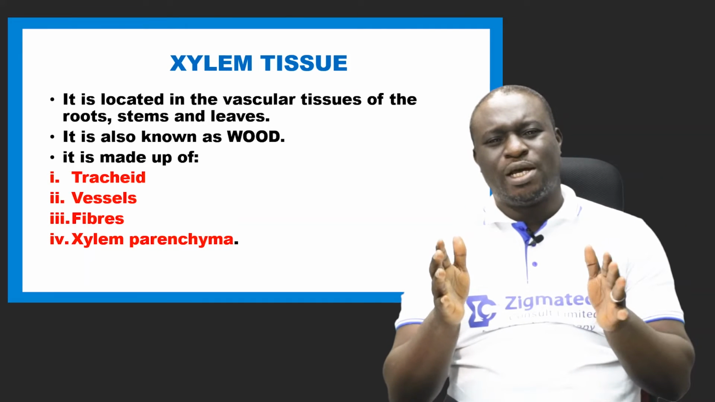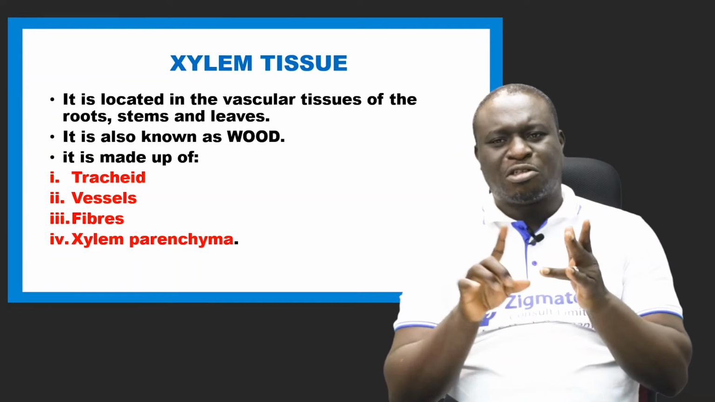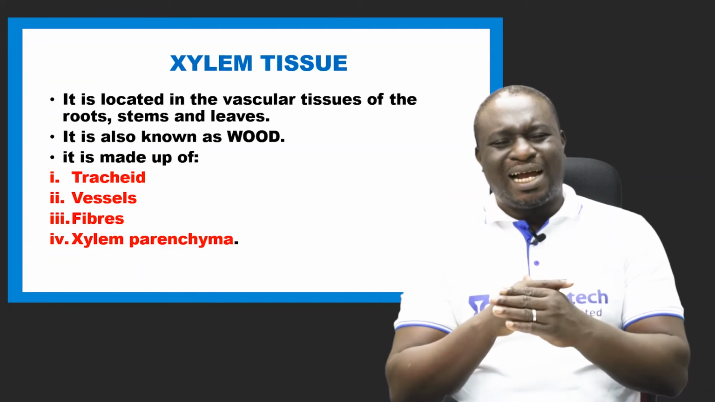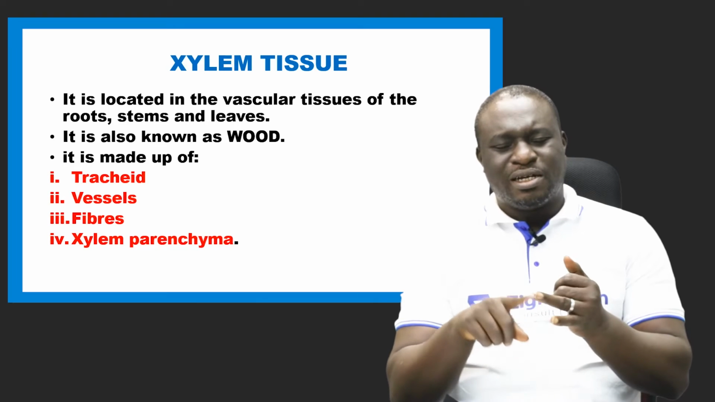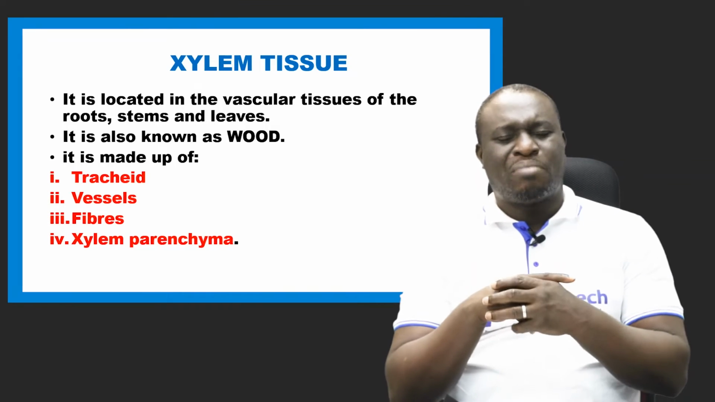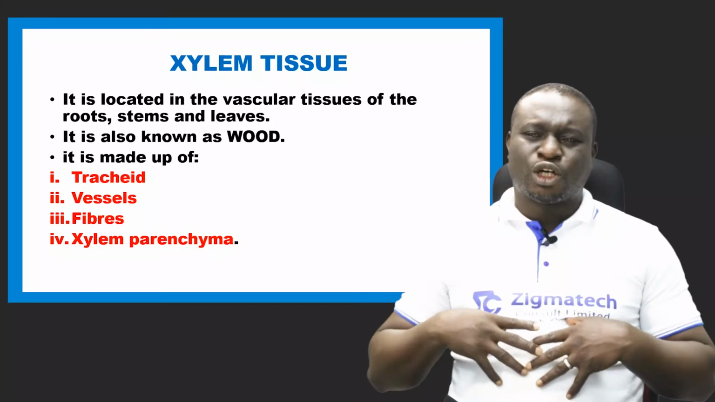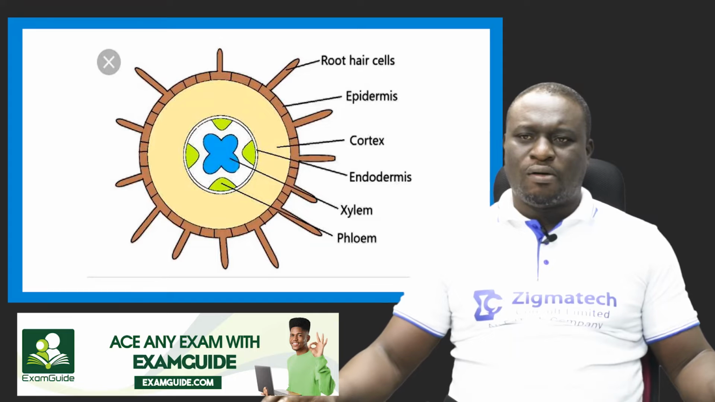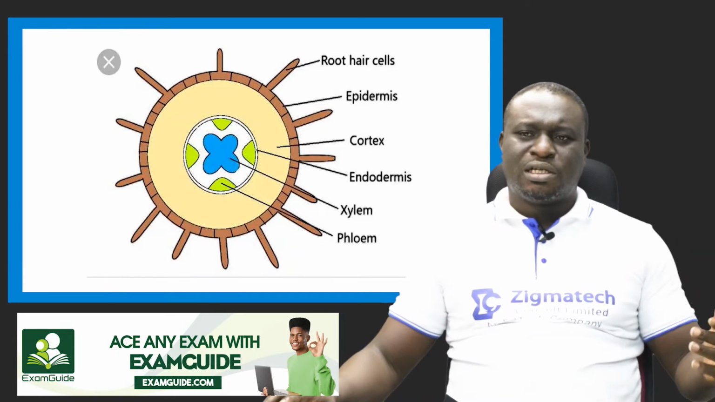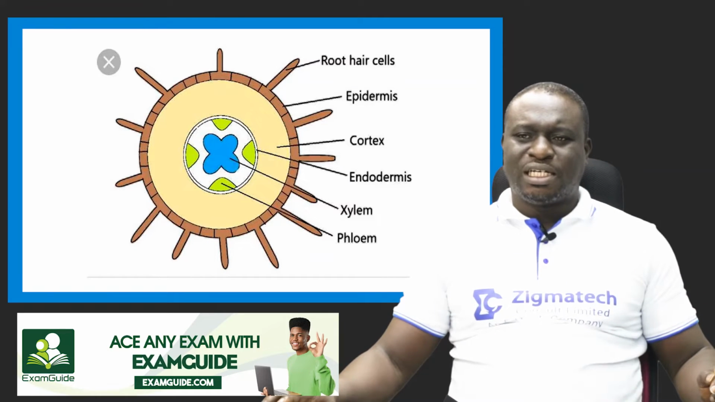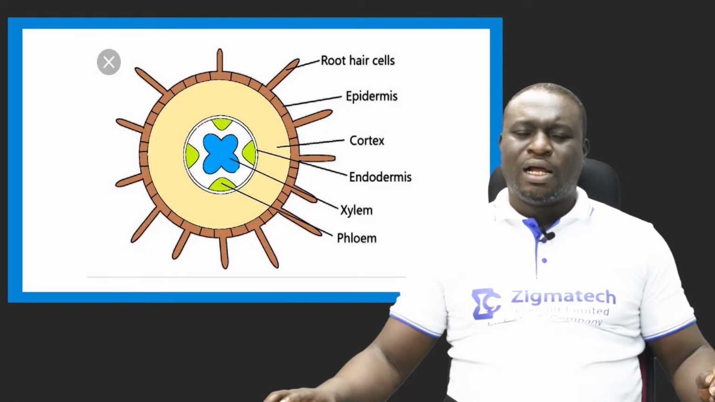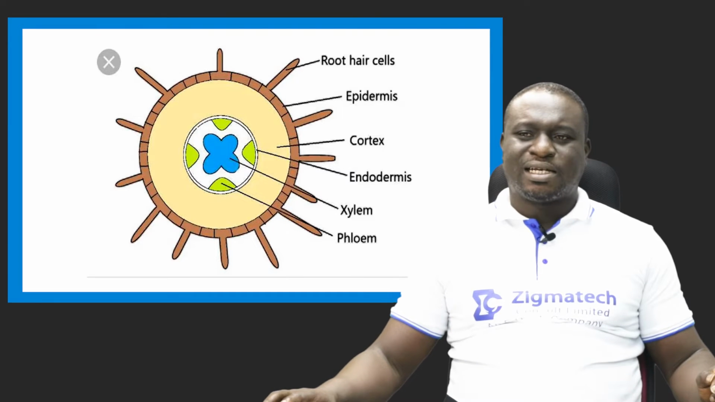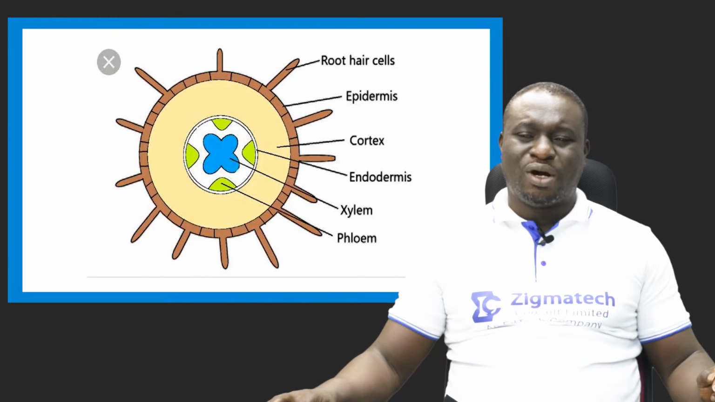Now, the xylem tissue is made up of the tracheids. We have the vessels, we have the fiber, and we have the xylem parenchyma. The tracheids, the vessels, fiber, xylem parenchyma. These are the parts that make up the xylem tissue. And then take a look at the roots. When we do a transverse section of the roots, this is what we see. And you can see the xylem tissue, the sky blue, and then you can see the phloem tissue painted green. So that's the xylem tissue, and also that is the phloem tissue.